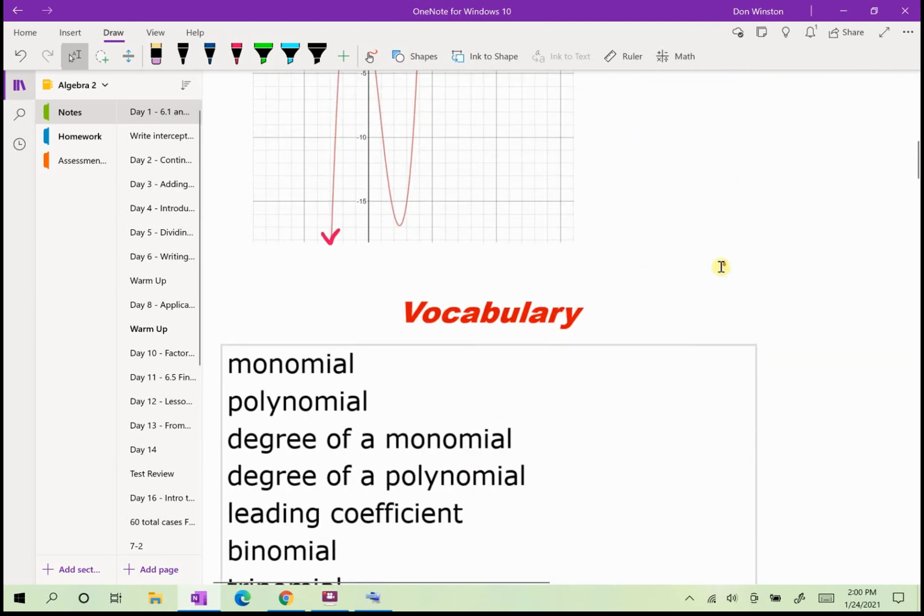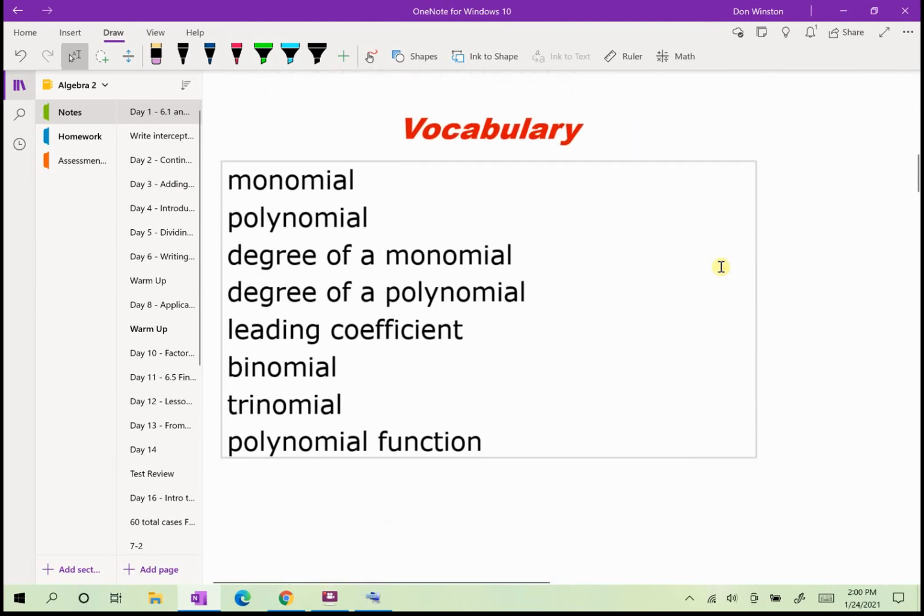Okay, so let's look at some vocabulary. What's a monomial? Monomial, one, meaning one, so one term. So for example, like 3 is a monomial, or 5x is a monomial, or 7x squared is a monomial, negative 8x cubed is a monomial, just one term.